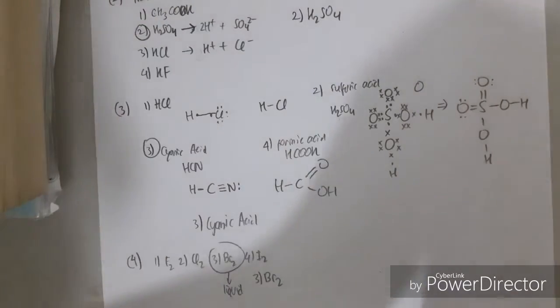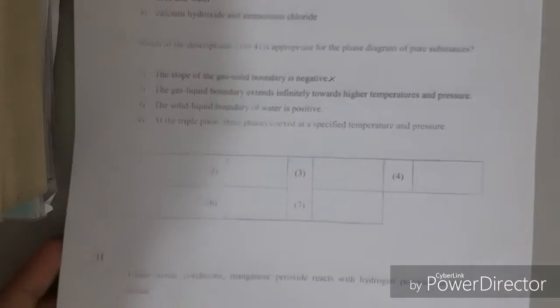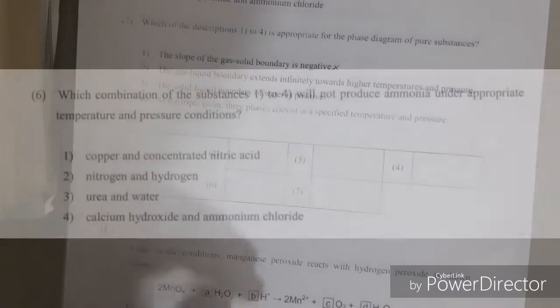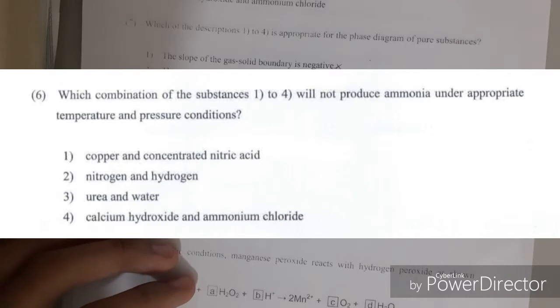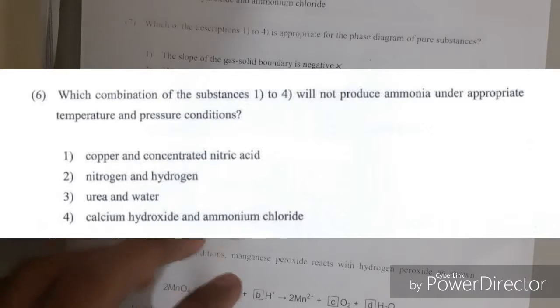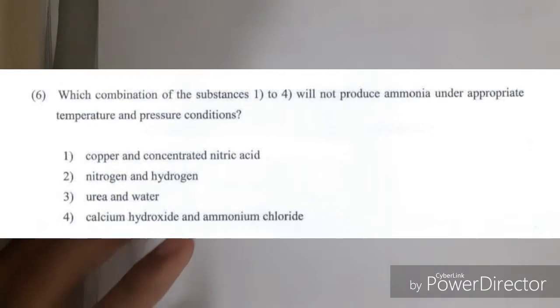Oh, it's actually another one. Number 6 is actually a type of reaction. It is said that which combination of substance will not produce ammonia under appropriate temperature and pressure condition? Well, we just write the reaction.